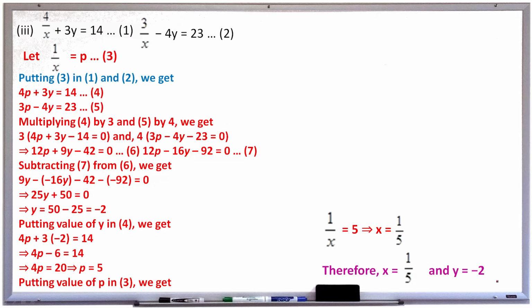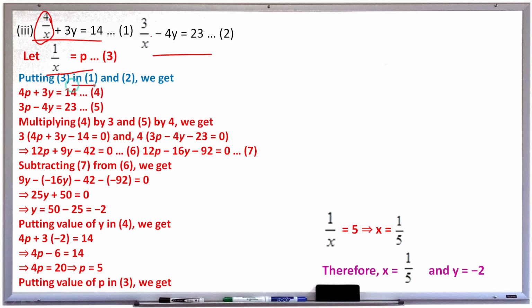Question number 3. Again these two equations are given. 4 by x plus 3y is equal to 14 and 3 by x minus 4y is equal to 23. Here you see only the first term has the fraction, so this may be converted. So 1 by x, here you can take 1 by x as p. When you put this value here, the equation will also change.